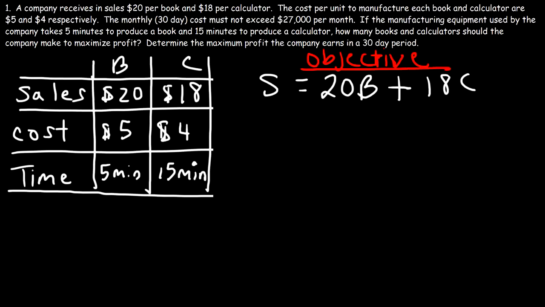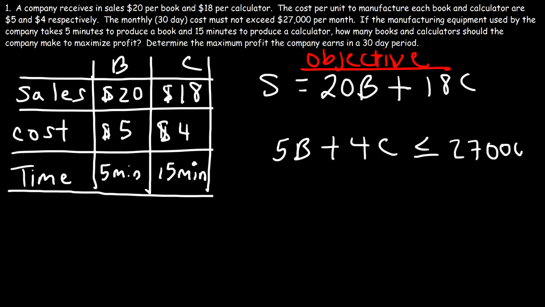Now let's focus on the constraints, and let's start with the costs. The cost cannot exceed $27,000 per month, and the cost to make a book is $5 per book. So it's going to be 5B, and then the cost to make a calculator, that's $4 per calculator, so 4C, and it has to be less than or equal to 27,000. So that's the first constraint equation that we have.